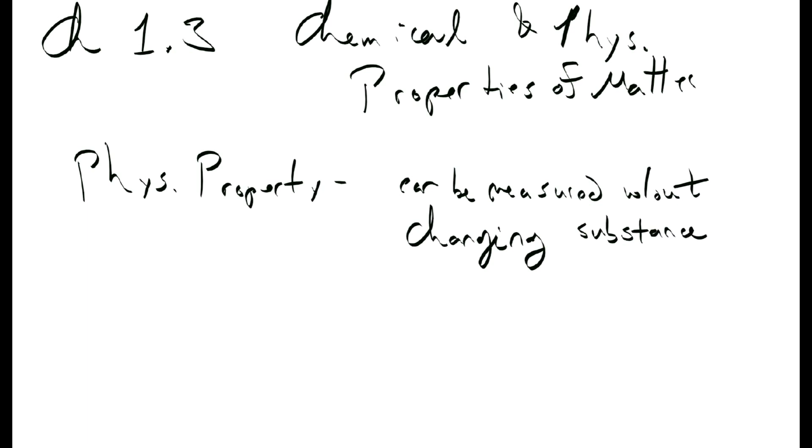Okay, I realized I didn't necessarily explain this last time. A W with a slash means with. So W slash out means without. Similarly, I have B slash in for between. All right, so you can measure a physical property without changing the substance.